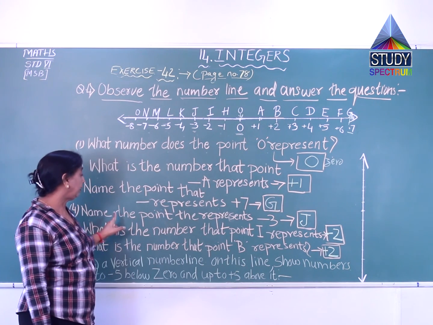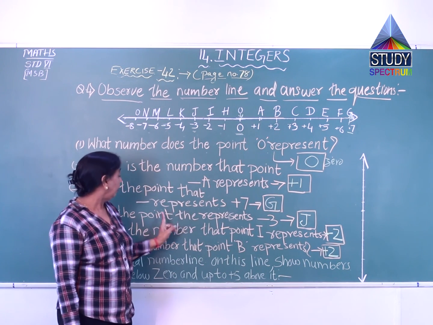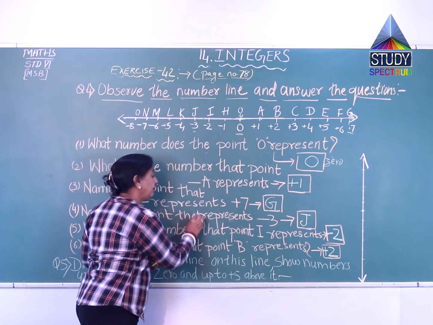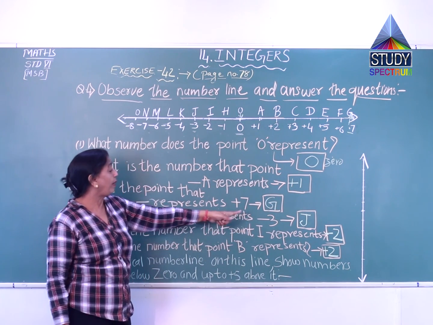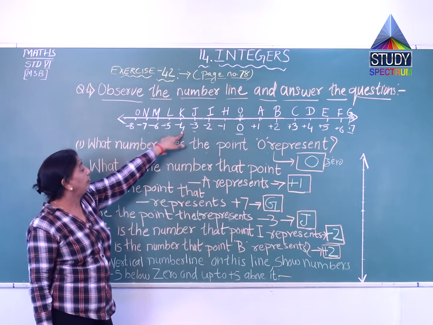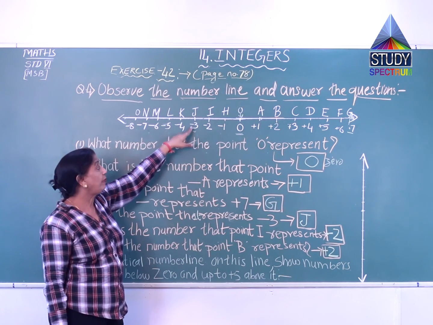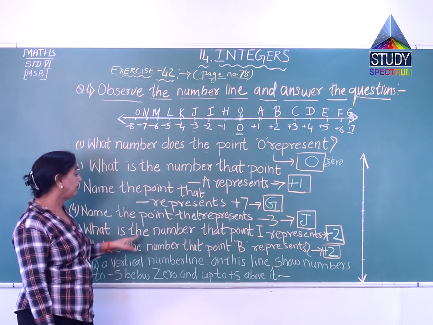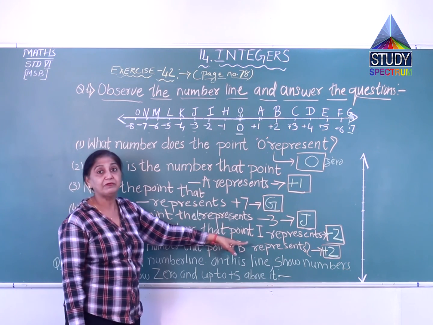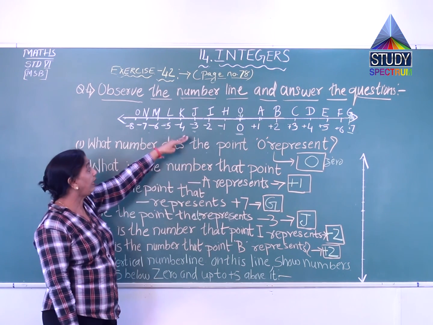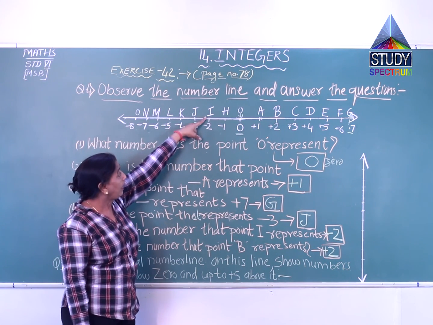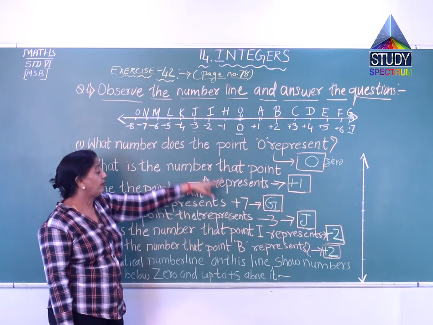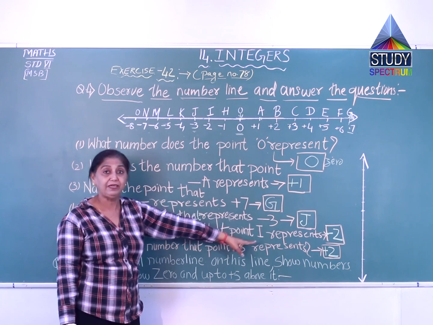Then the fourth one, name the point that represents minus 3. So minus 3 is here. Which point represents minus 3? J. So I'll write J. Then what is the number that point I represents? So again we'll move back to that. We'll see where is I. I lies over here and minus 2 is below it. So it represents minus 2, that is negative 2.